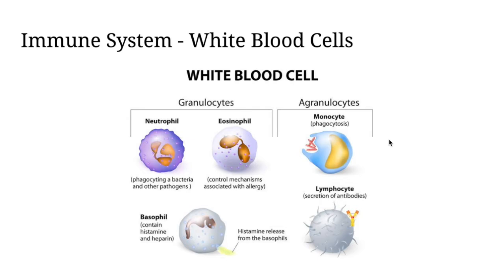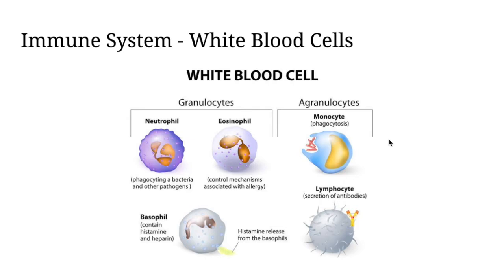Eosinophils are associated with allergies. We really get into that more when we do the immune system in anatomy too. Basophils are going to release histamine. You may have heard of antihistamines before to counteract those chemicals being released, and heparin, which thins the blood.